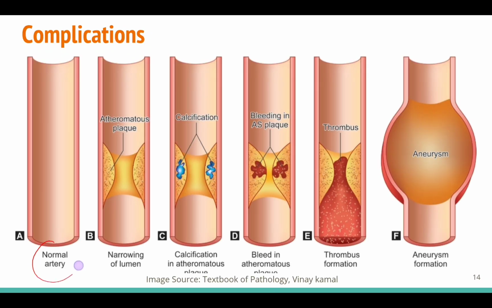Now moving towards complications of atherosclerosis. This is a normal artery. Atheromatous plaque can narrow the lumen, which restricts the flow of blood through those vessels. There can be calcification in atheromatous plaque. There can be bleeding in those plaques. There can be thrombus formation in those plaques. And when this thrombus is dislodged and moves to another location, it is known as an embolus. Due to this atheromatous plaque, there is weakening of the media layer. Thus, the vessel wall becomes weak and there can be an aneurysm, and this aneurysm is likely to rupture, leading to bleeding.